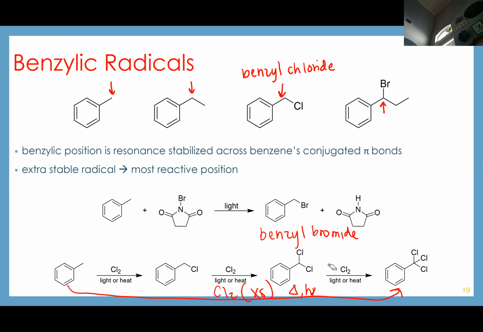Are there any questions about the benzylic position? Notice this looks a lot like the allylic position, right? You can see kind of the shape of the allylic position there as well. It's just 1 carbon removed from benzene, just like the allylic position is 1 carbon removed from a double bond.